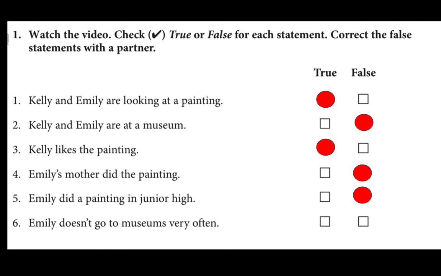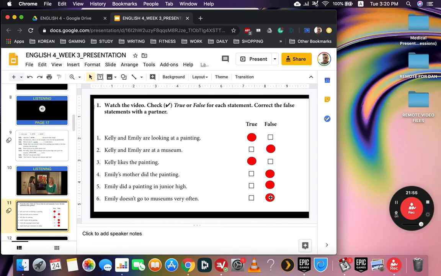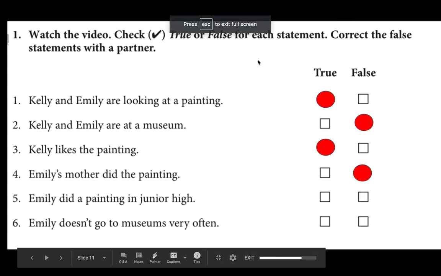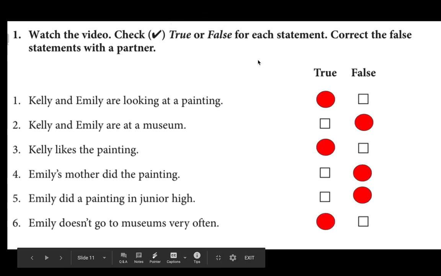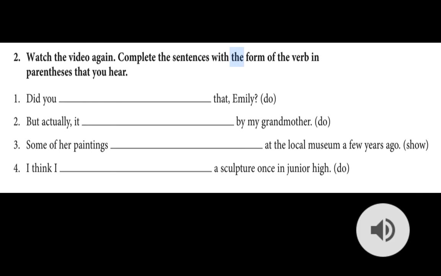Emily doesn't go to museums very often. True. This is true. My mistake. She doesn't go to museums very often because her grandmother is an artist. She has many paintings in Emily's house. So she has a museum right here in Emily's house. Okay, so we can move on.